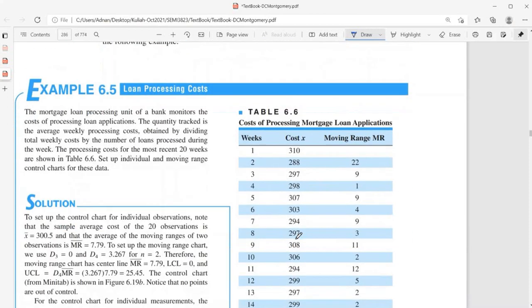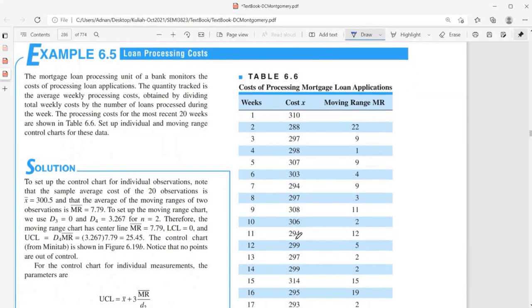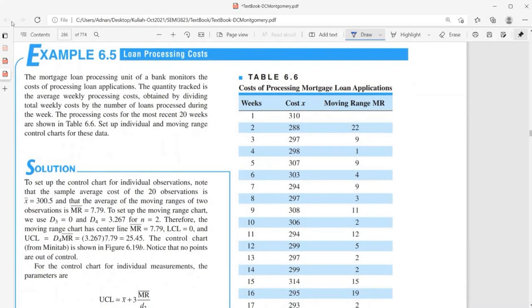Okay, this is the example now. Read this example: a mortgage loan processing unit at a bank. We can use control charts also in services, like in this example, a bank. The bank monitors the cost of processing loan applications.